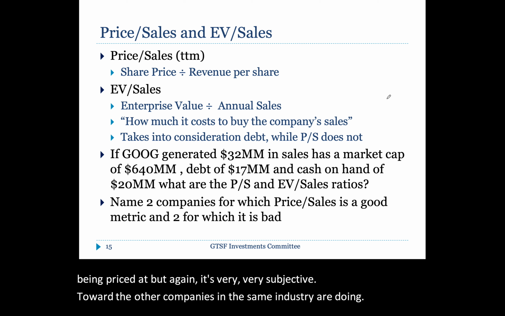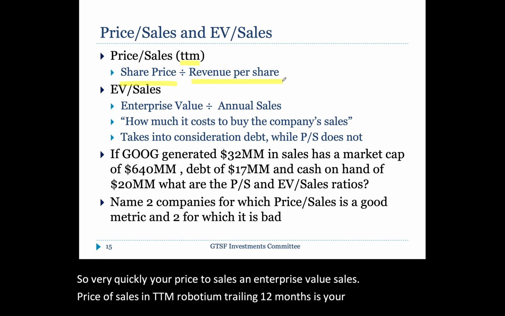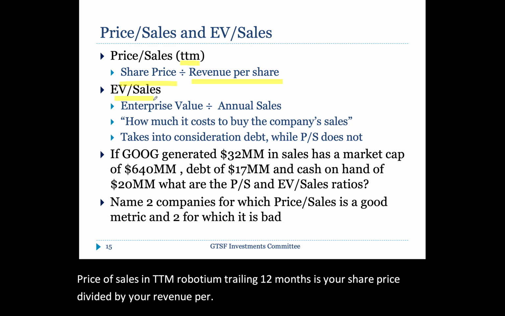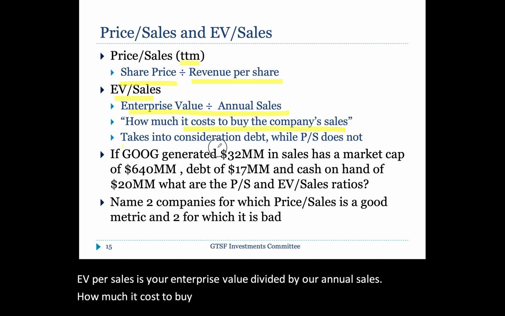Now, very quickly, your price to sales and enterprise value to sales. Price to sales is in TTM. Remember TTM, trailing 12 months, is your share price divided by your revenue per share. EV per sales is your enterprise value divided by your annual sales. How much it costs to buy the company's sales takes into consideration debt, while price of sales does not.